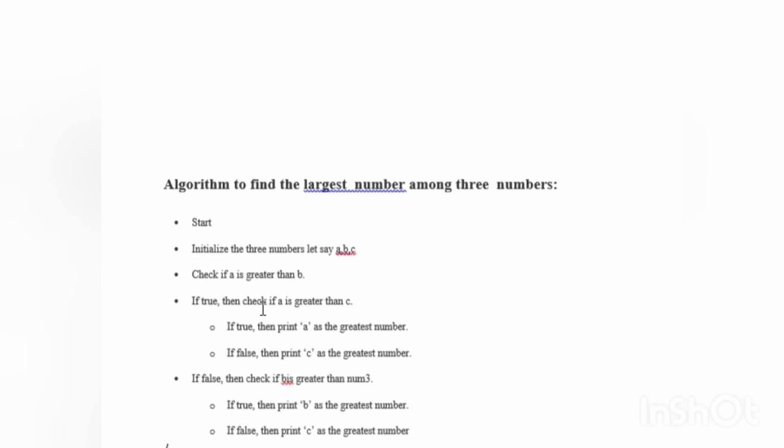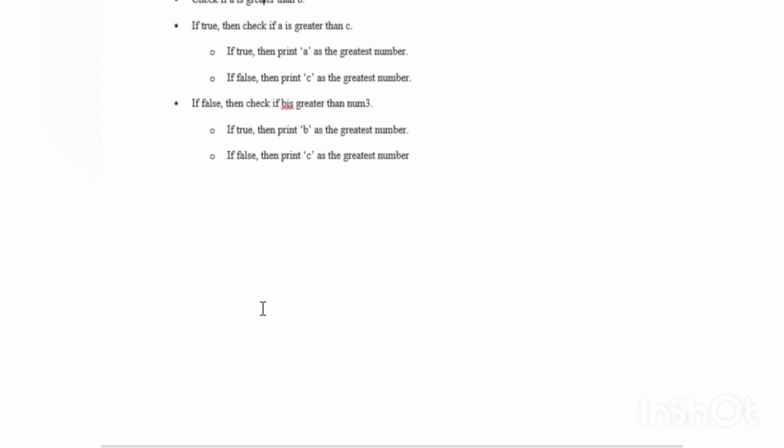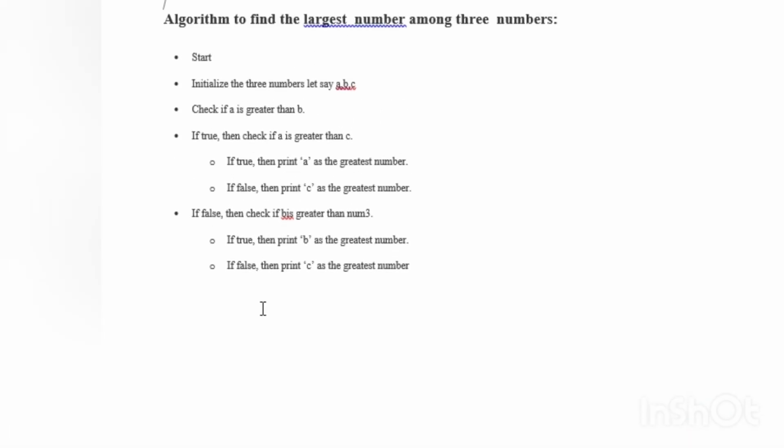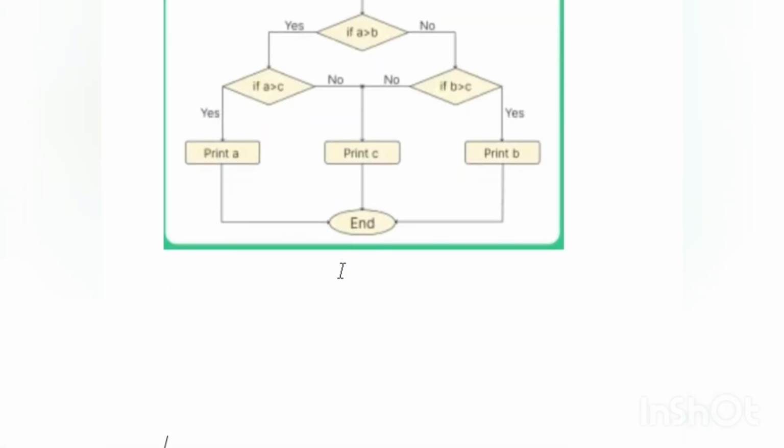Next we have the algorithm. It's something like in more depth: start, initialize the three numbers, let's say A, B, C, check if A is greater than B. If true, then check if A is greater than C. If true, then print A as the greatest one. If false, then print C as the greatest one. If false, then check if B is greater than C. If true, then print B as the greatest number. If false, then print C as the greatest number.